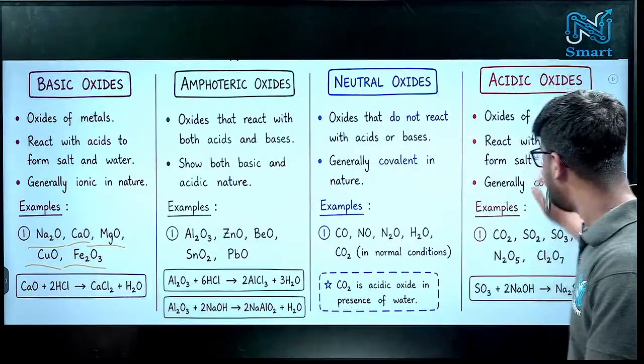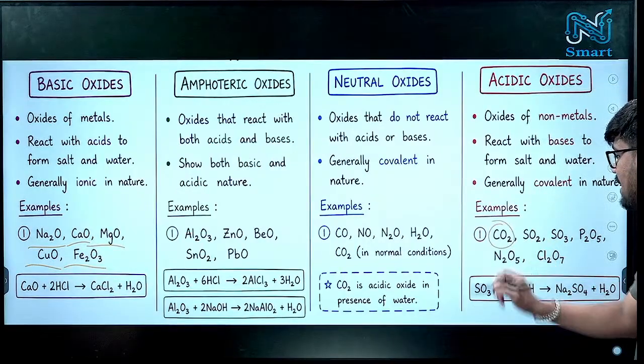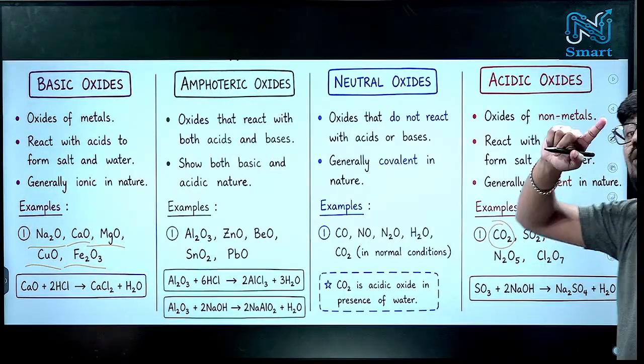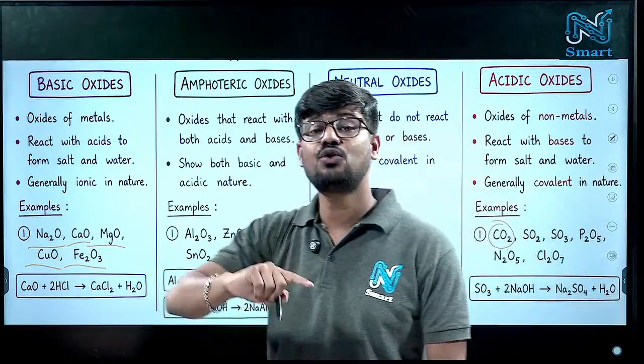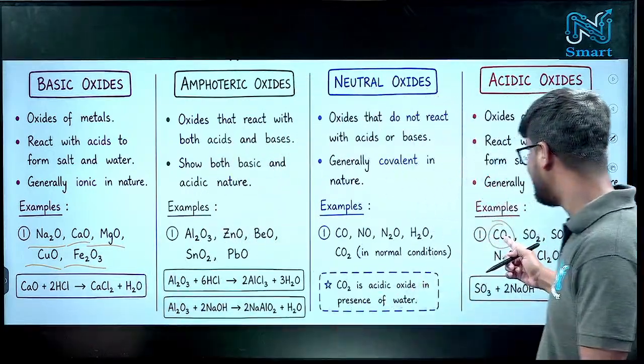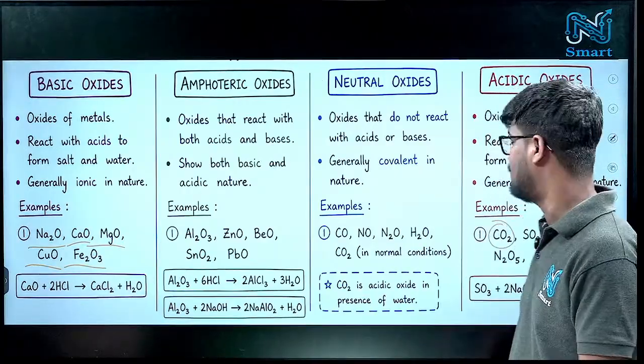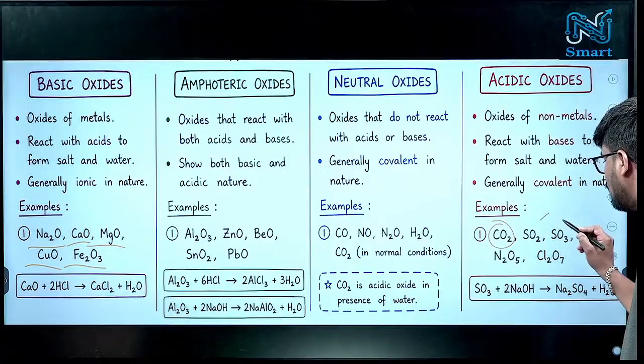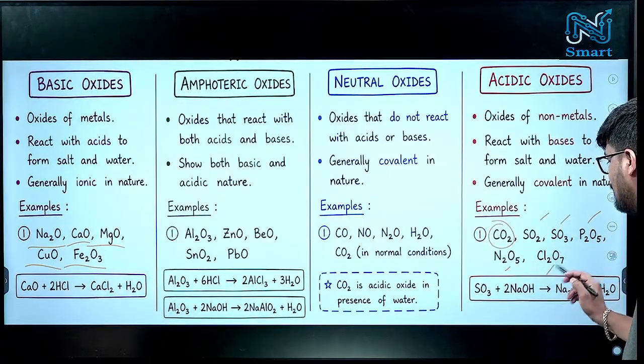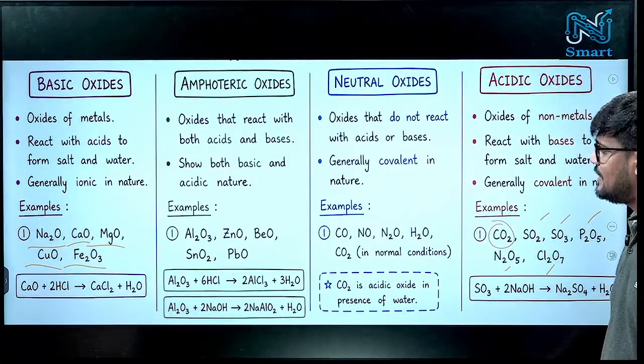Now acidic oxide. CO2 is a special case. CO2 in water acts as an acidic oxide. But if you consider the normal case, it will act as a neutral oxide. Then SO2, SO3, P2O5, N2O5, Cl2O7. So these are all acidic oxides.